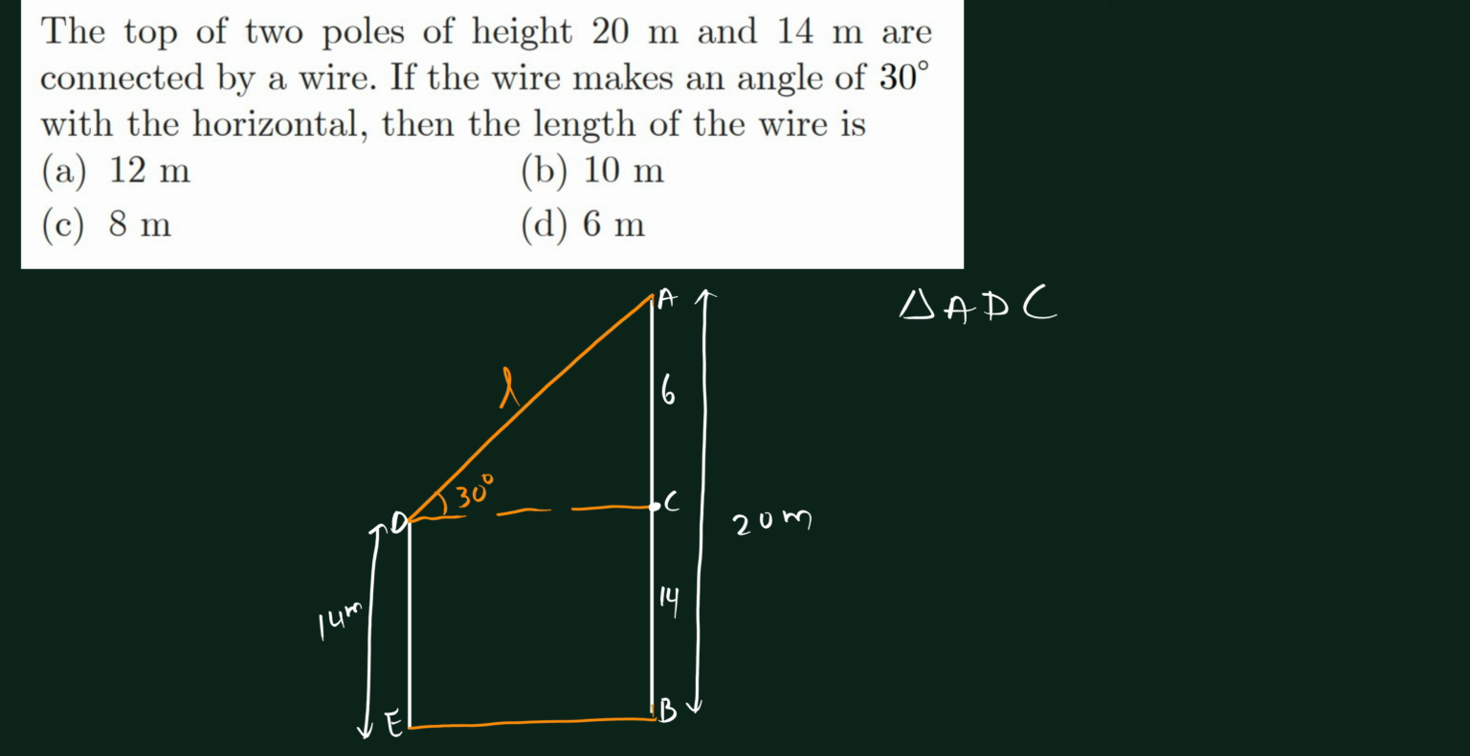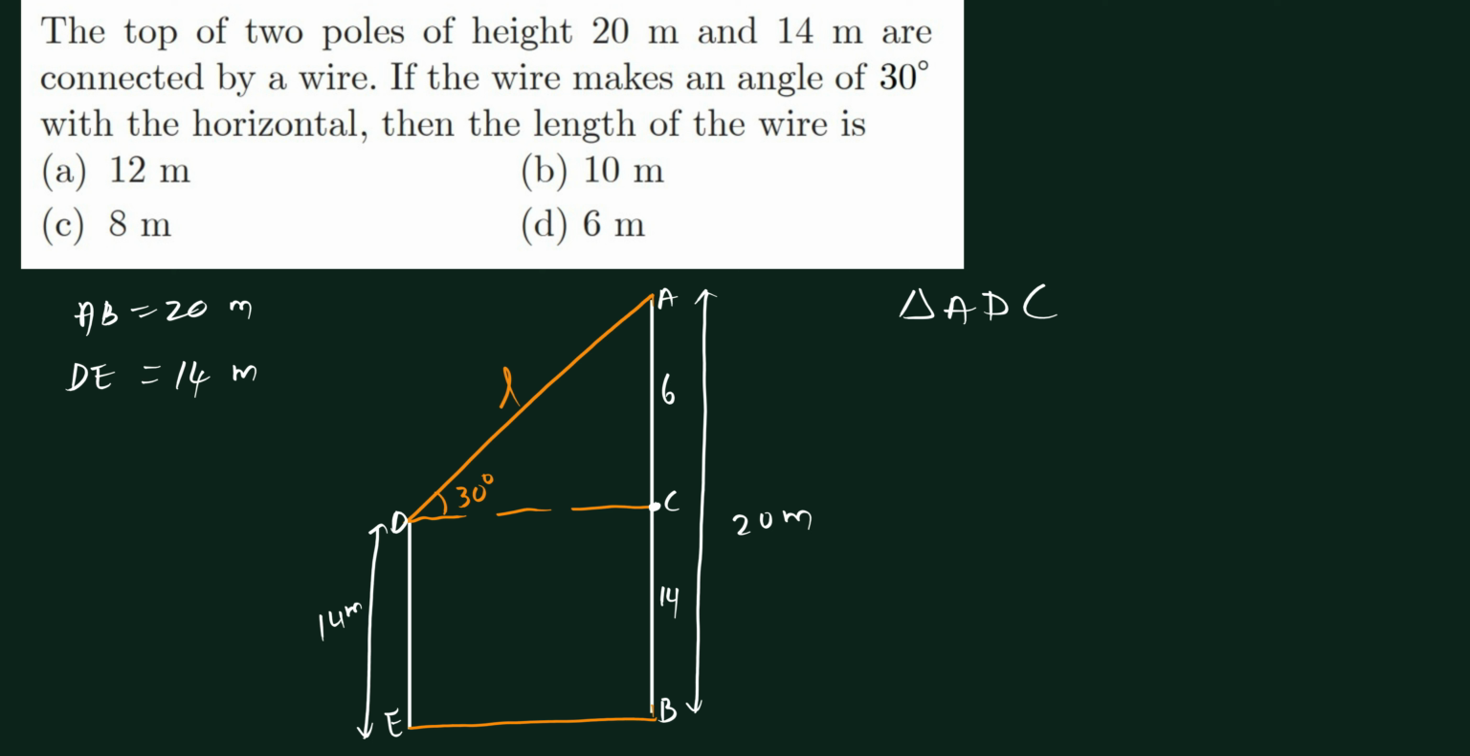Here, what are the two towers? One tower we named AB, with height 20. Okay, so one more tower is there, D, and its height is 14 meter. These two towers are connected with a wire of length L. Let us assume that L.